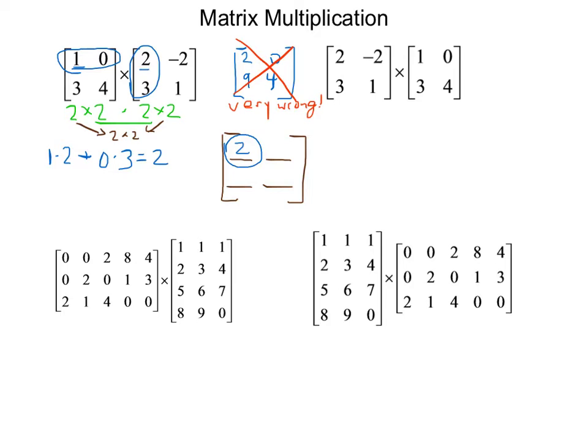The next position. This is row 1, column 2, so I build it from row 1, column 2, and go across the row and down the column, pairing things up. 1 gets multiplied by -2, and then I add the product of 0 and 1. Next position. This is row 2, column 1, and it's built from the first matrix, row 2, and the second matrix, column 1.